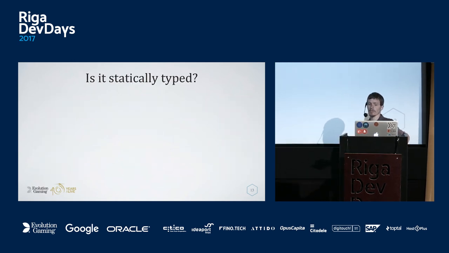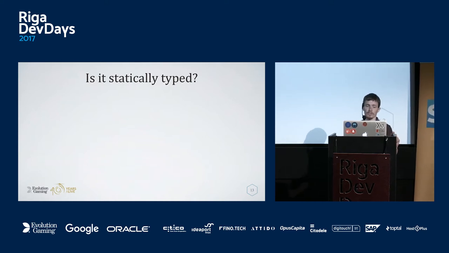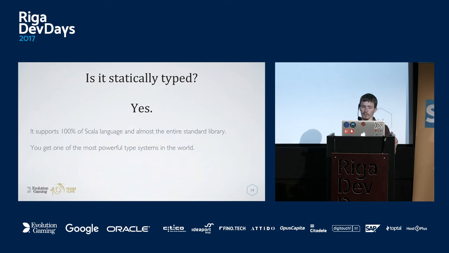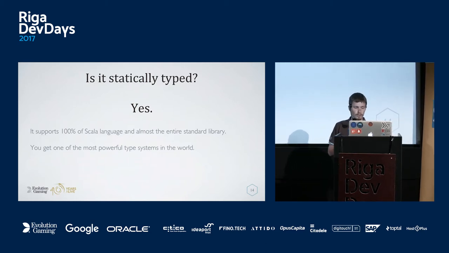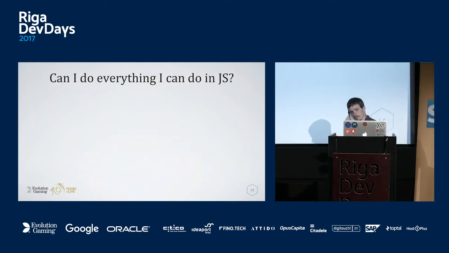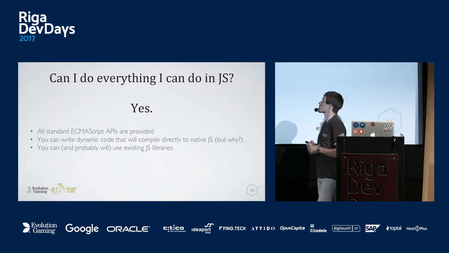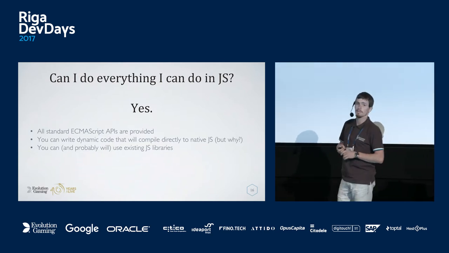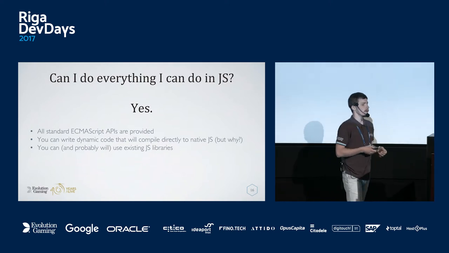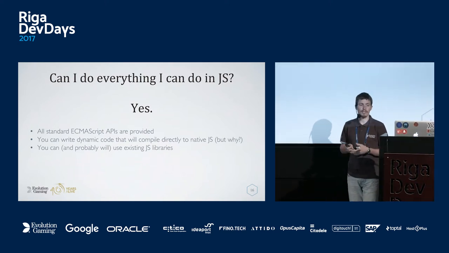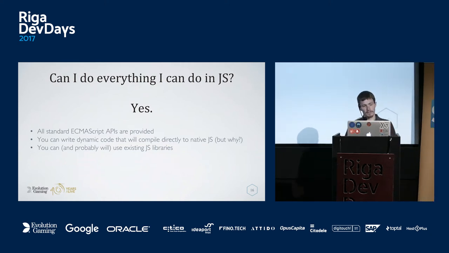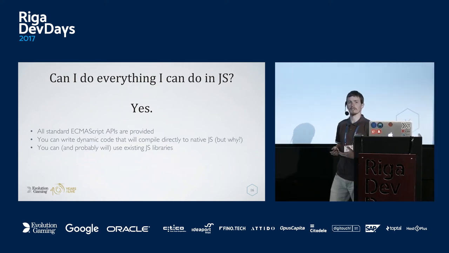Now I will answer some primary questions that newcomers will probably ask about this new technology. ScalaJS is statically typed, of course. It supports 100% of the Scala language, almost the entire Scala standard library, and you get one of the most powerful type systems in the world in the browser. You can definitely do everything you can do in native JavaScript. So all standard ECMAScript APIs are supported. You can work with the DOM. You can use browser date utilities and stuff like that. You can write even dynamic code which will map directly into JavaScript.